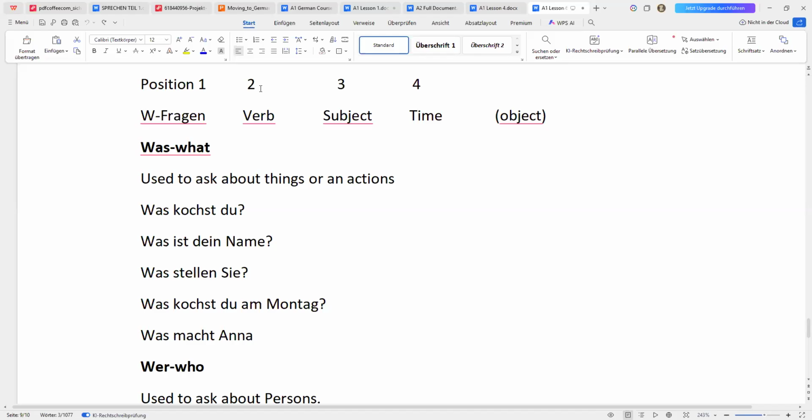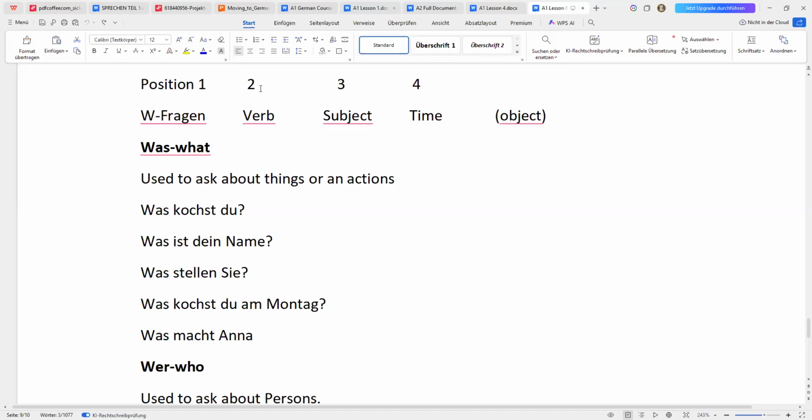Was kochst du am Montag? Am Montag koche ich Pizza. That pizza there is answering the question, was. So with was, what? It is used to ask about things or actions. The next is wer. Wer means who.